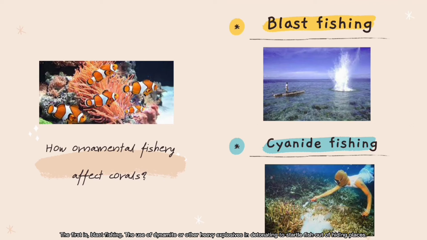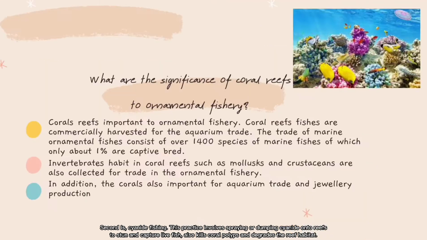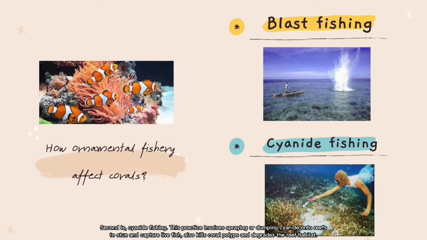The first is blast fishing, the use of dynamite or other heavy explosives, detonating to startle fish out of hiding places. Using heavy explosives in fishing indiscriminately kills other species and can crack and stress corals, hence they will throw out their zooxanthellae. Second is cyanide fishing. This practice involves spraying or dumping cyanide into reefs to stun and capture live fish. It also kills coral polyps and degrades the reef habitat.